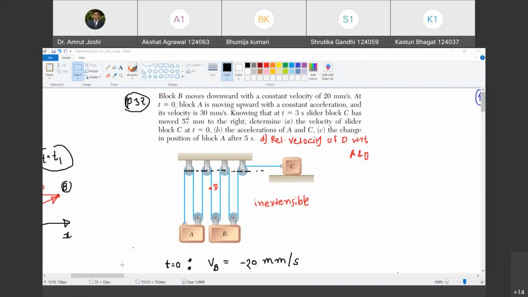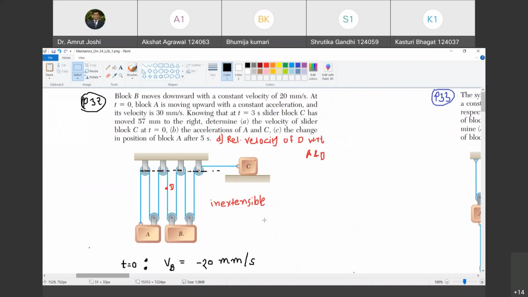Today's class, we are going to solve a few problems based on dependent motion and relative motion. We have already read this problem yesterday. So what we are trying to do now is translate whatever is written in this problem in terms of mathematical equations. Are you with me, Shreya?